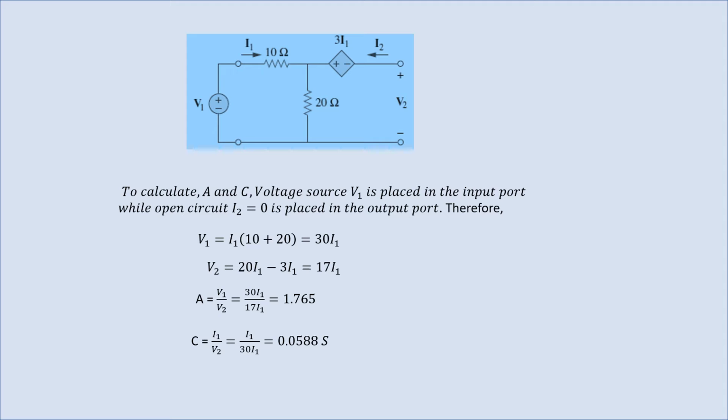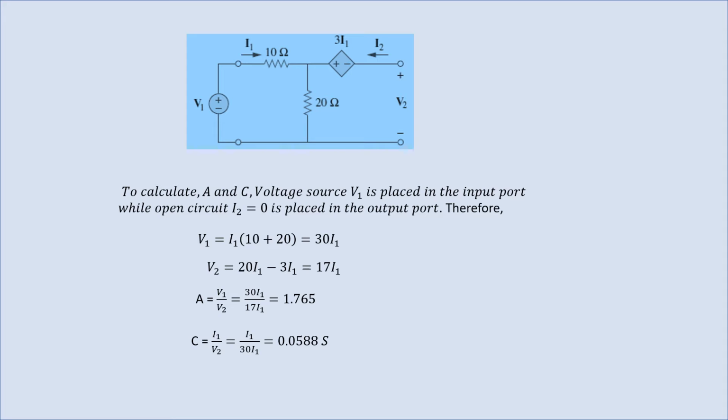When that is done, we will see that our I2 will be 0. The fact that our I2 is 0 does not mean our 3I is 0. Please take note, because our 3I is a current controlled voltage source. So it's a source. It's not an element, not a resistor or capacitor or inductor. So it will not be equal to 0.